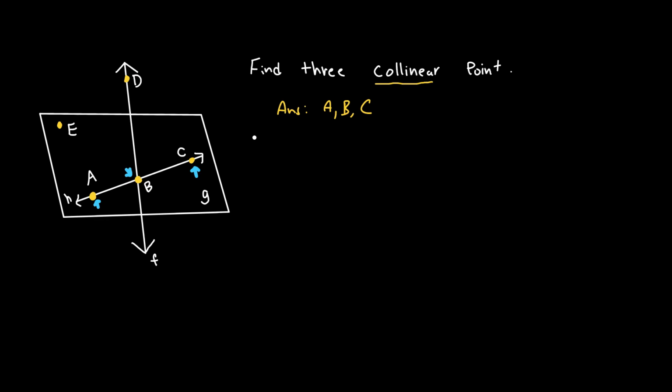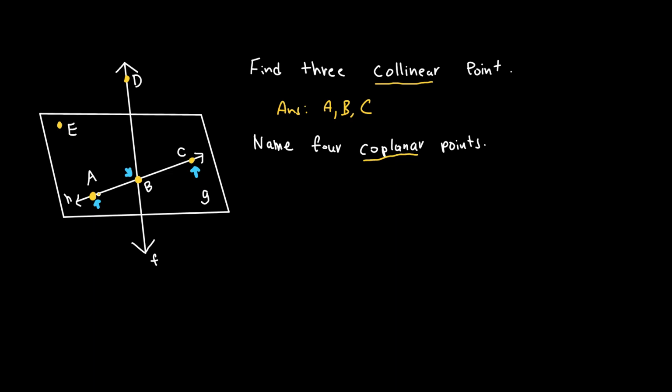Here's another one. Name 4 coplanar points. All right, so coplanar. What is coplanar? Coplanar means points that lie on the same plane. So let's go to our figure, and this is our plane, all of this, and let's find the points that lie inside of this plane.